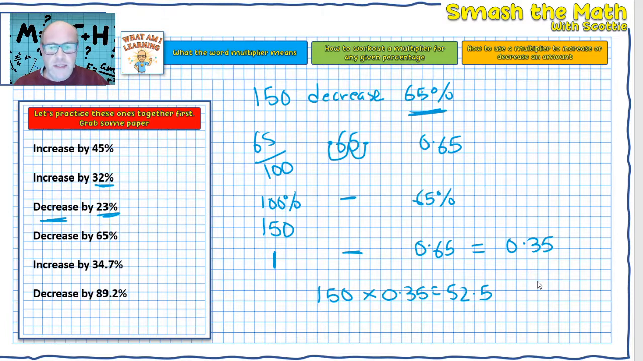Okay, so that's increase and decrease. The only difference is if we're increasing, we add on our multiplier. If we're decreasing, we take off our multiplier from 1. Okay, so it's time to pause the video in a minute.